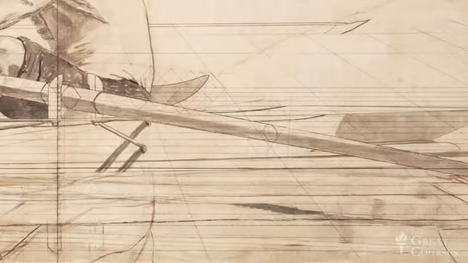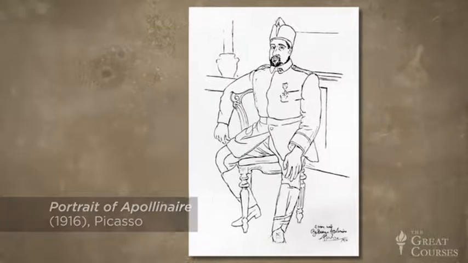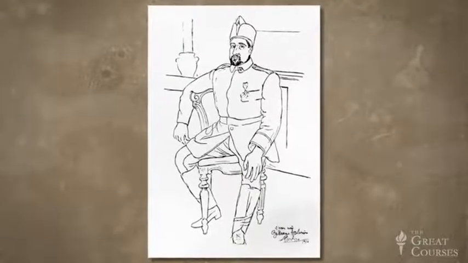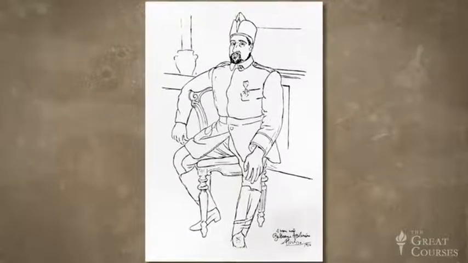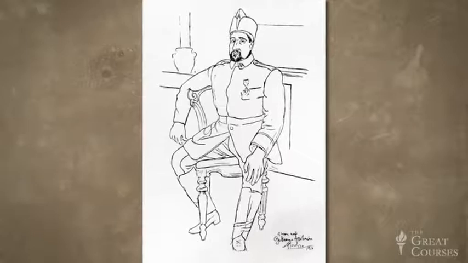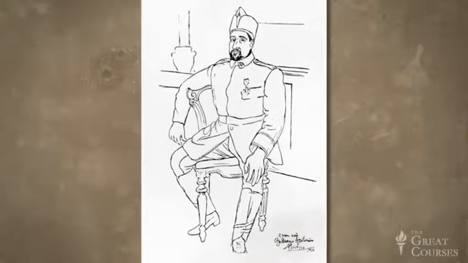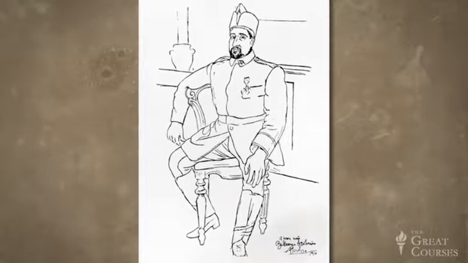Let's take a look at a more recent example, a 1916 portrait of Guillaume Apollinaire by Picasso. Apollinaire was one of the most famous poets of the early 20th century. He's generally credited with being the first person to use the term surrealism. At the time the drawing was made, Apollinaire had just returned to Paris from the front. It was World War I, and he'd been wounded in the head by a piece of shrapnel.